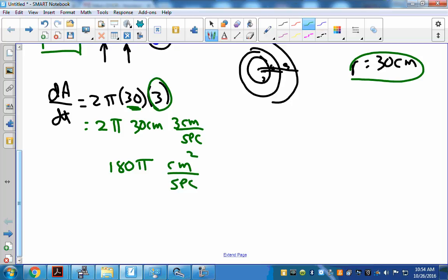centimeters squared per second, right? Centimeters times centimeters. And that is a rate of change in area over time. Okay, so that's a fairly straightforward related rate problem.